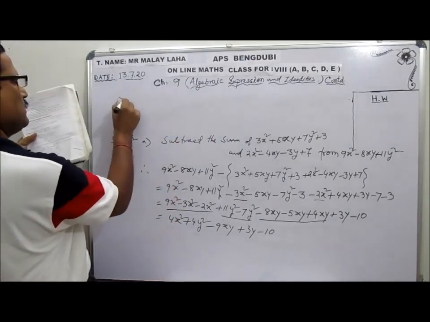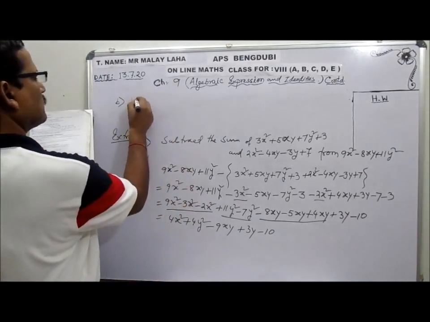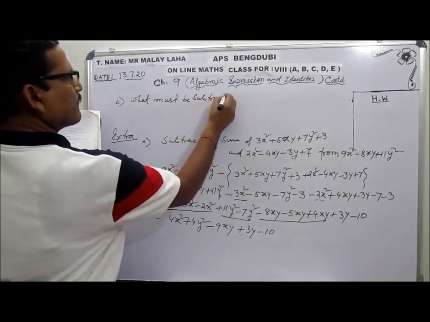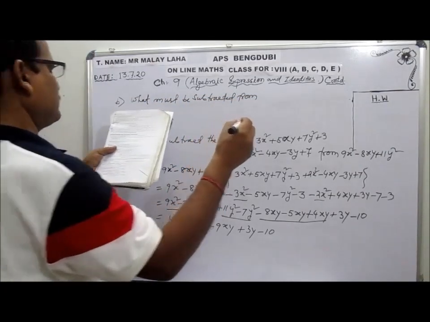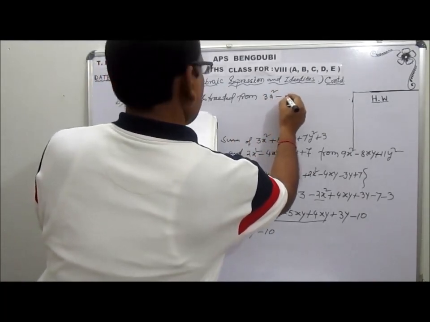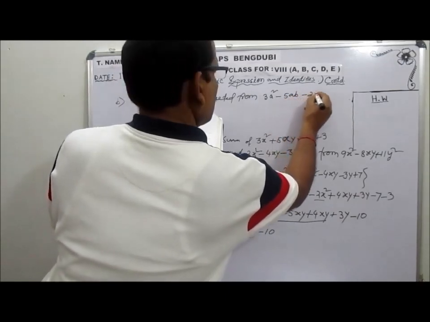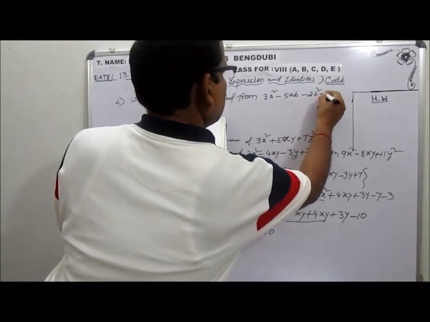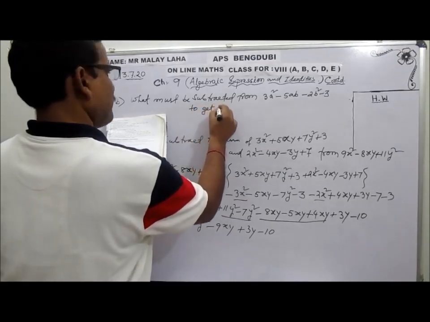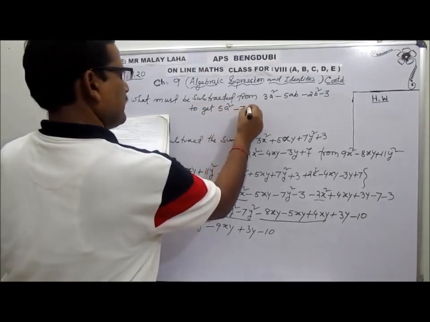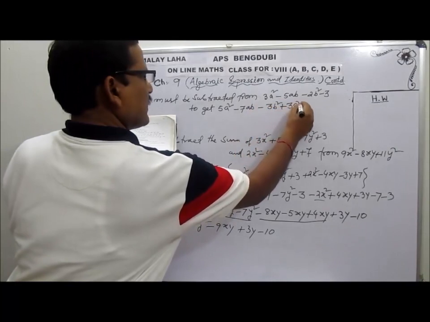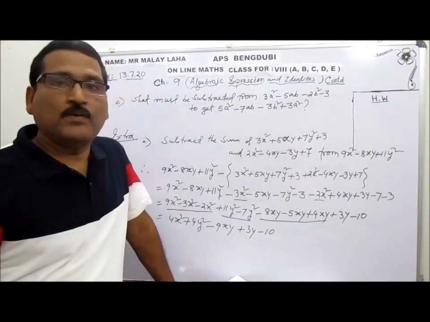Now here question B. The question is, what must be subtracted from 3a square minus 5ab minus 2b square minus 3 to get 5x square minus 7ab minus 3b square plus 3a square?